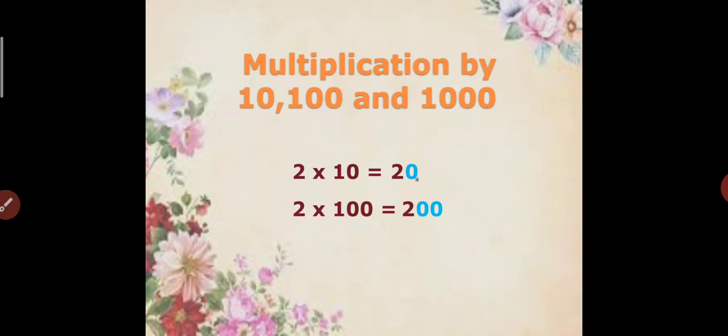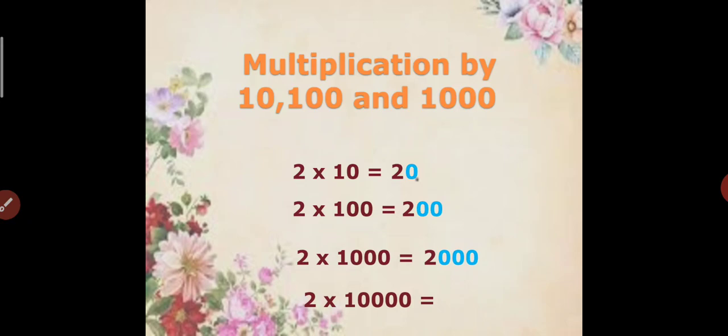Next, we are moving to 1000. 2 into 1000. Here also, write the number 2. And what is the next step? In the multiplier, how many zeros are there? Count and write the same number of zeros just after the 1's place. So I wrote 3 zeros. So you got the answer 2000. And the next example, 2 multiplied by 10,000. Here also write 2. And in the multiplier we have 4 zeros. Write all the 4 zeros. You got the answer 20,000.